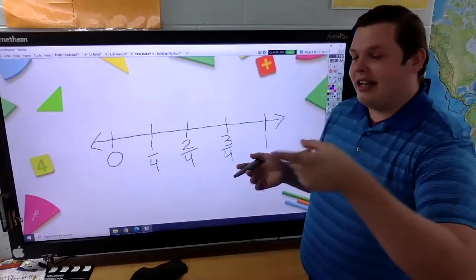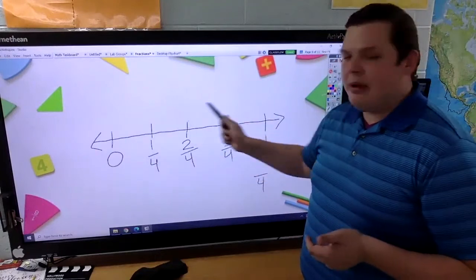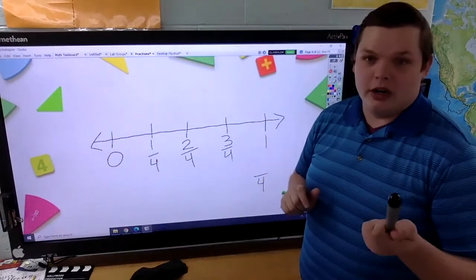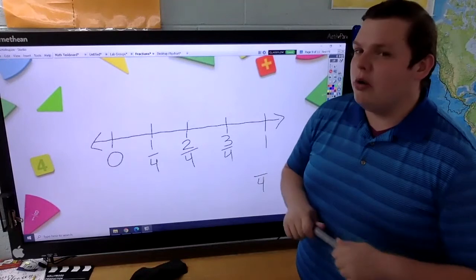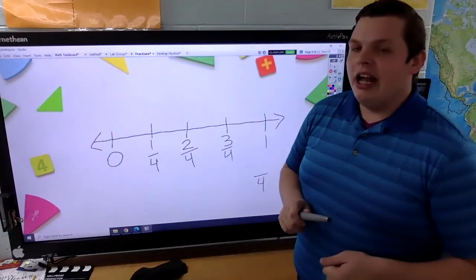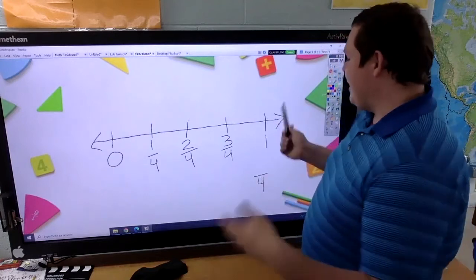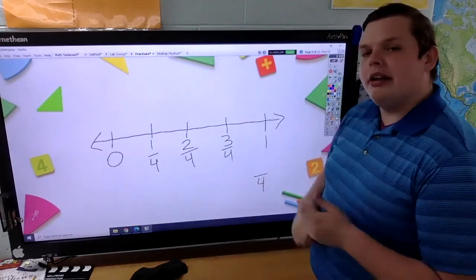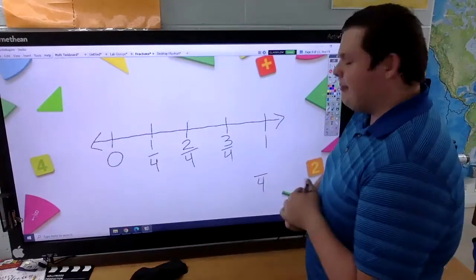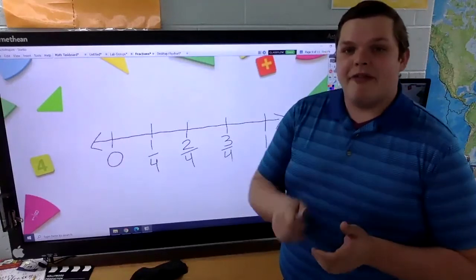Now, if you check, if you have to jump 4 spaces, that means the number on top would be 4. There's 4 spaces total, so the denominator's 4. 4/4 is equal to 1. Good job.